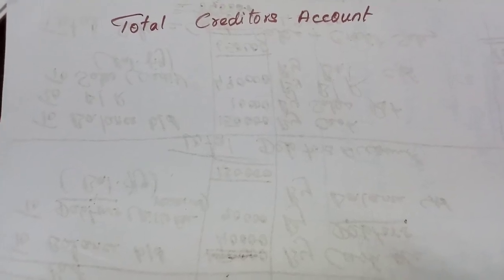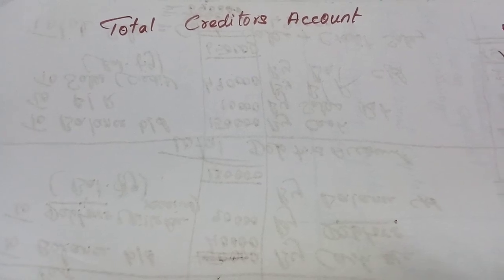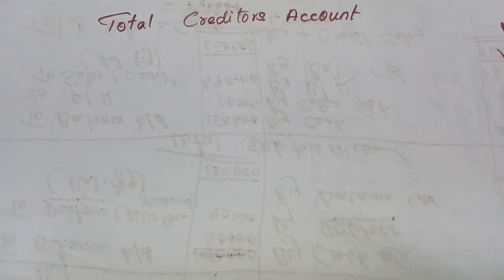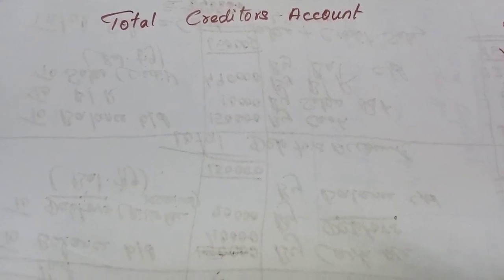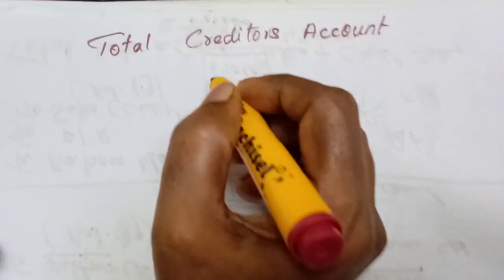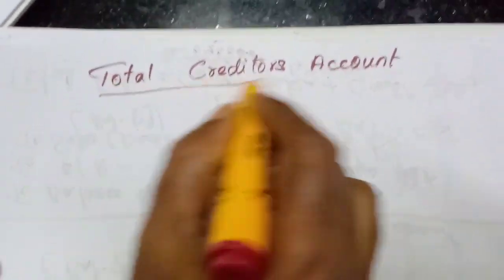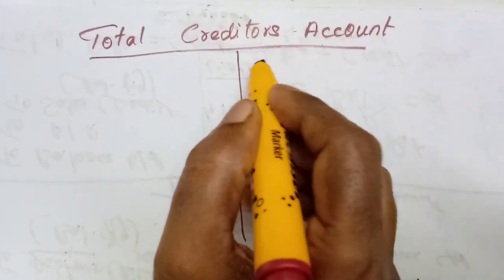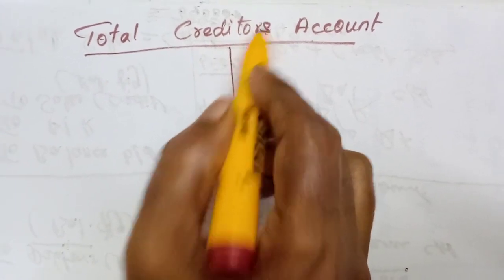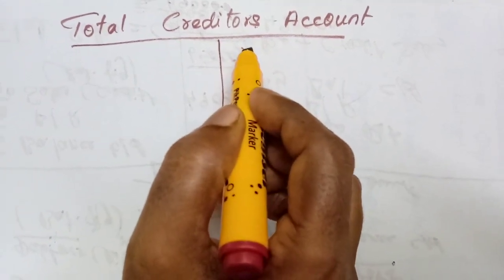Good morning, students. Hope you have all understood the total debtors account and bills receivable account that I taught you yesterday. Today we are going to learn the total creditors account and bills payable account. Just opposite to the total debtors account, we have to do the total creditors account because it shows a credit balance. So the balance brought down will be on the credit side. There we wrote 'to balance brought down'; here we have to write 'by balance brought down'.